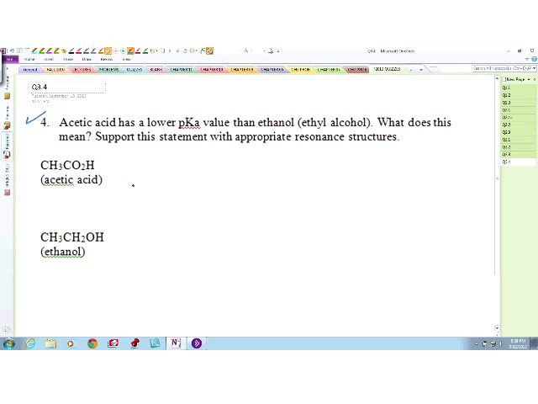Okay, so acetic acid has a lower pKa value than ethanol. So what does that mean? Acetic acid is more acidic than, very good. So it means this is more acidic. Keep in mind, the lower the pKa value, the more acidic the molecule is, okay? And this is less acidic.